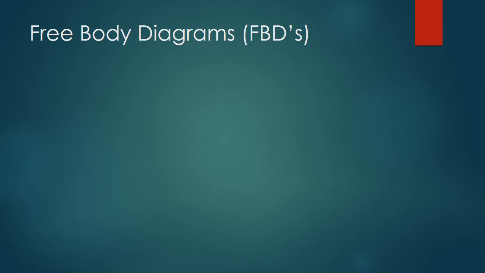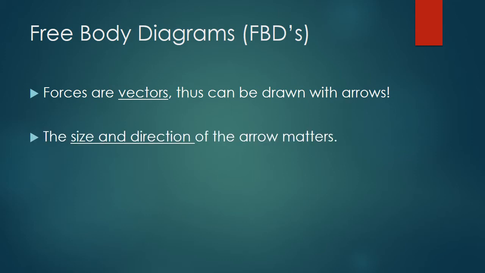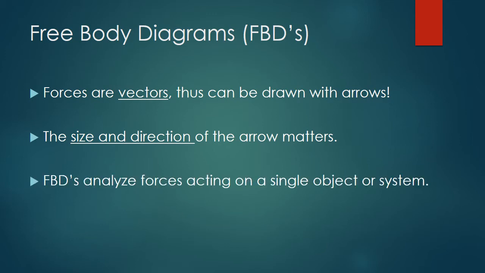Free body diagrams are a way to draw out forces that are acting on things. So forces are vectors, and so they can be drawn with arrows, just like all the other vectors we've drawn. And the size and the direction of the arrows really does matter. The size of the arrow tells you the magnitude of the force, and the direction tells you, you guessed it, the direction of the force.